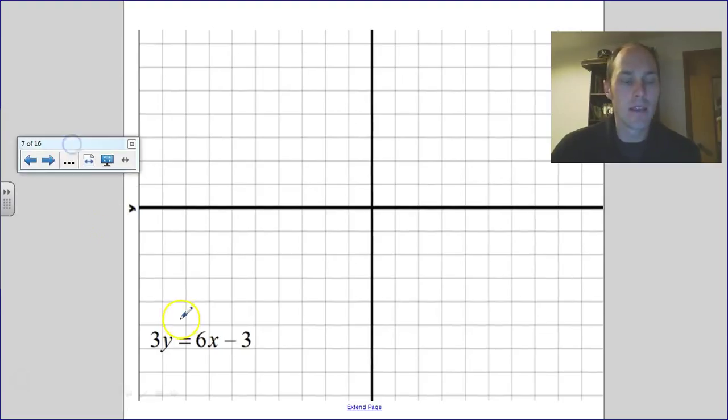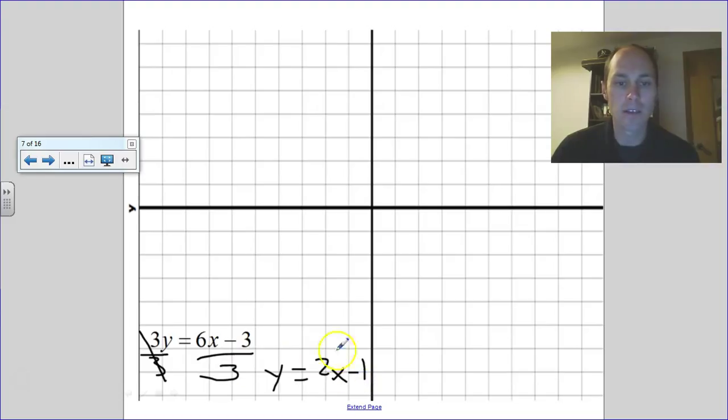In this case, I can't just say, well, the slope is 6 and the y-intercept is -3 because it's not in slope-intercept form, function form. The y is not by itself. I'd have to divide by 3 first of all. So I'd have y equal to 6x divided by 3 is 2x. -3 divided by 3 is -1. So my y-intercept would be -1, 0, -1, slope of 2. Okay, so keep that in mind.